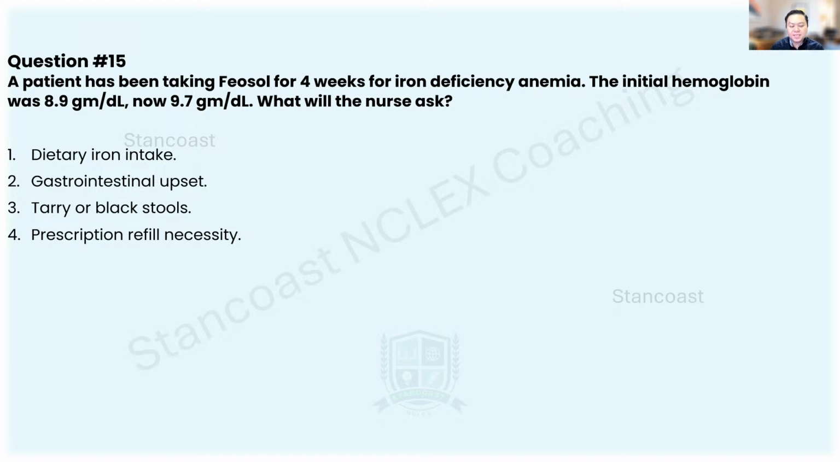I hope that you can read that item number 15. A patient has been taking Fusol for 4 weeks for iron deficiency anemia. 4 weeks, guys, look into the time frame. Taking oral iron. The initial hemoglobin was 8.9 grams per dL. Now 9.7 grams per dL. What will the nurse ask? 1. Dietary iron intake. 2. Gastrointestinal upset. 3. Tarry or black stools. 4. Prescription refill necessity.